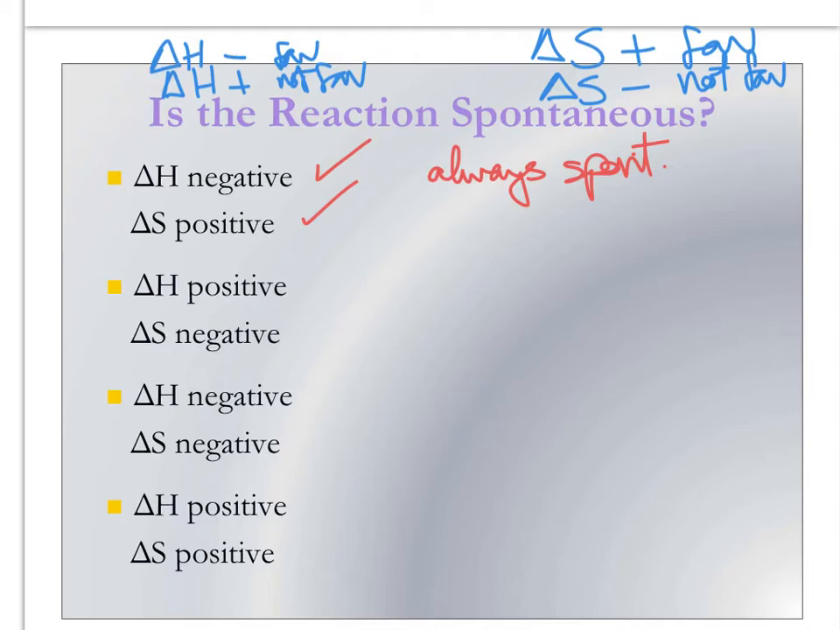It also does not mean you don't need to give it a little push, a little activation energy, but it will occur. It's product favored at any conditions. Okay, let's look at the next scenario.